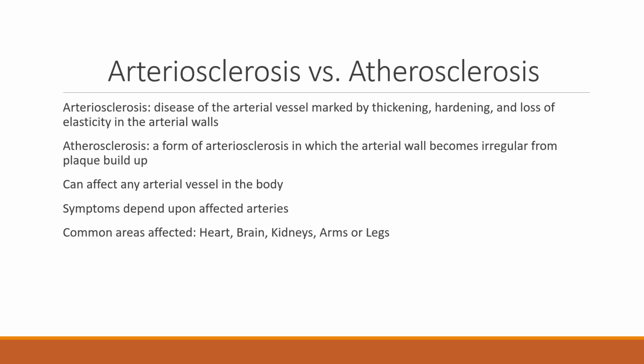If you have plaque, say, in your carotid arteries, you're probably going to have plaque in your aorta as well. Symptoms are going to depend on which arteries are affected, but again, common ones are going to be the heart. This is what causes heart blocks, the brain, kidneys, arms, and or the legs.